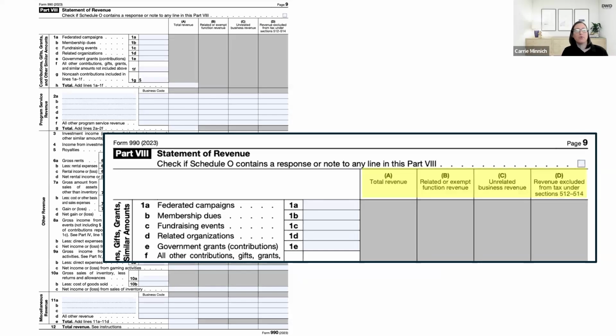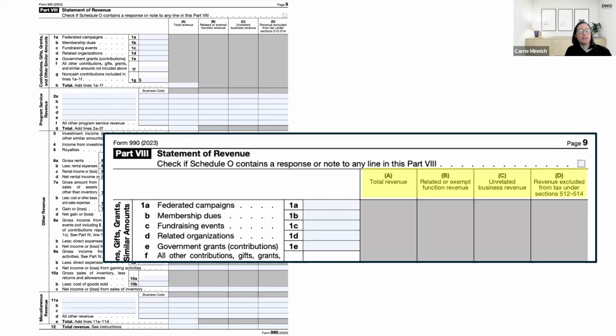This is where we report our revenue. Revenue gets reported on the 990 as to the type. So we have contributions, grants, program, other revenue, but also whether it is exempt or not. So we have not only total revenue, but we have to put it in kind of a different bucket. So is it related to your exempt function? So like your program service fees that you charge for services that you provide, that would be related revenue.